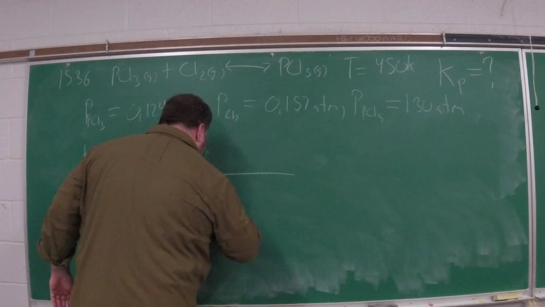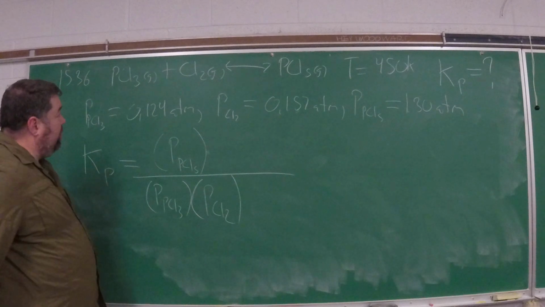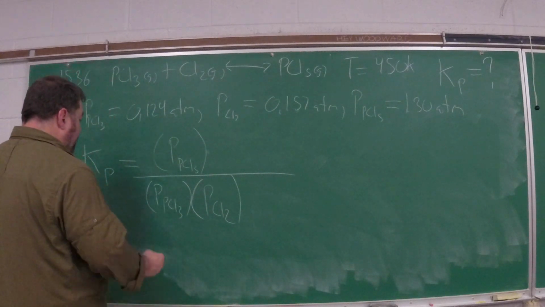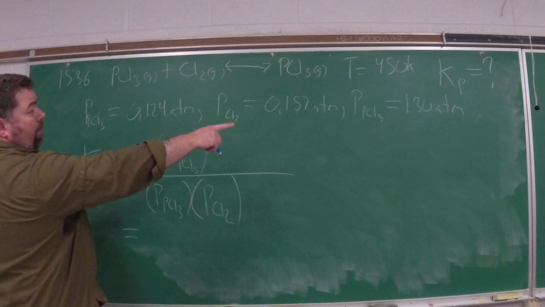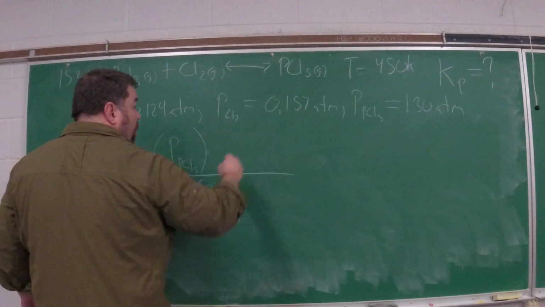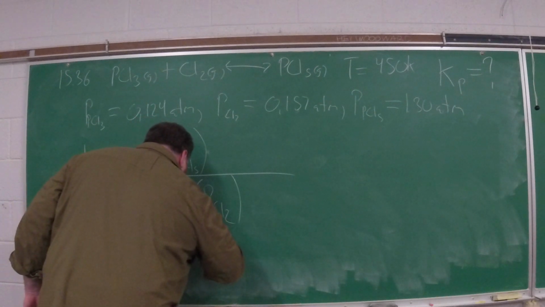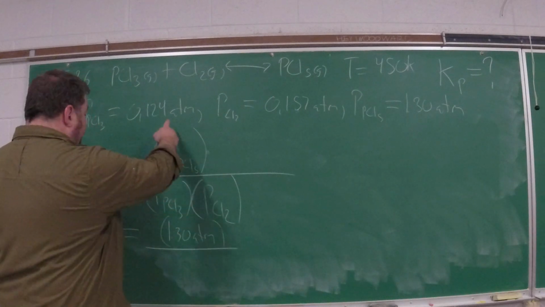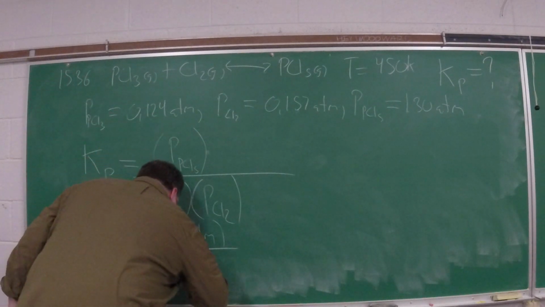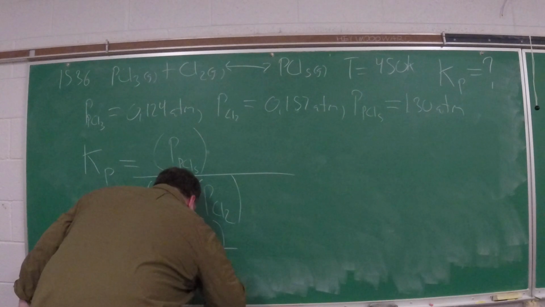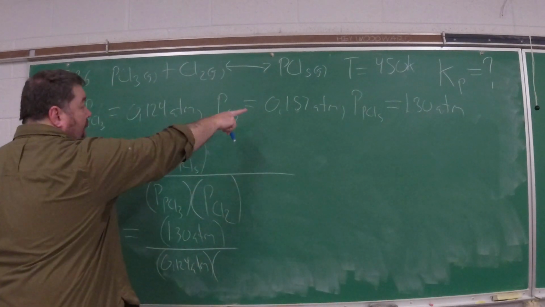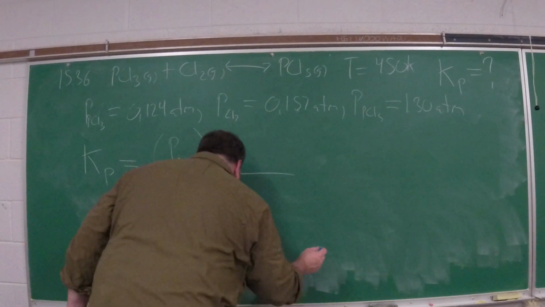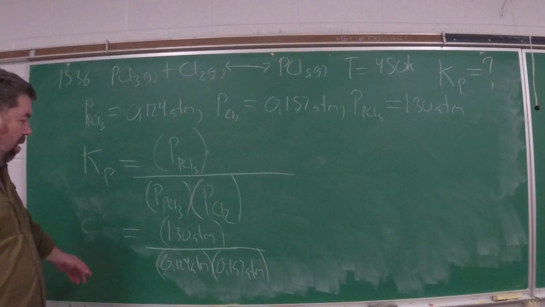Partial pressure of Cl2 raised to a stoichiometric coefficient, right? And then simply plug in your numbers, okay? Partial pressure at equilibrium, we end up with 1.30 atmospheres divided by 0.124 atmospheres times our 0.157 atmospheres. All right, plug all that in.